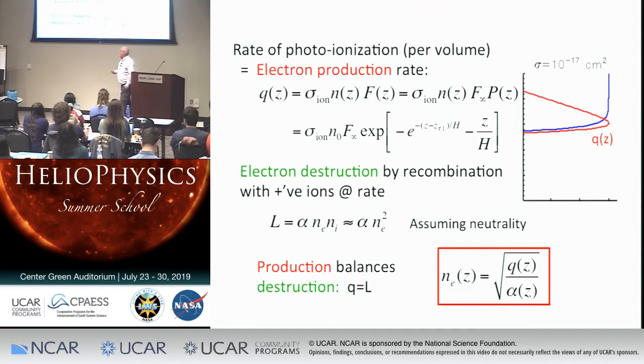Lastly, we have to talk about the fact that I've told you how you create ions and electrons, but if you just kept ionizing the atmosphere continuously, we wouldn't have an atmosphere left to breathe. Of course, you also get destruction of electrons or destruction of ions by the recombination.